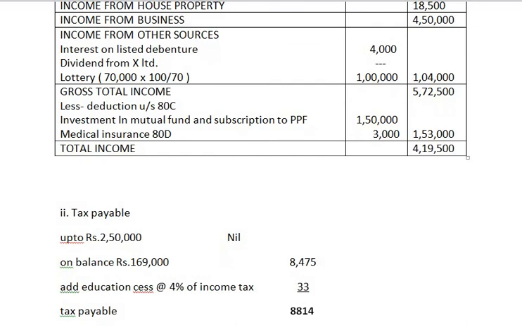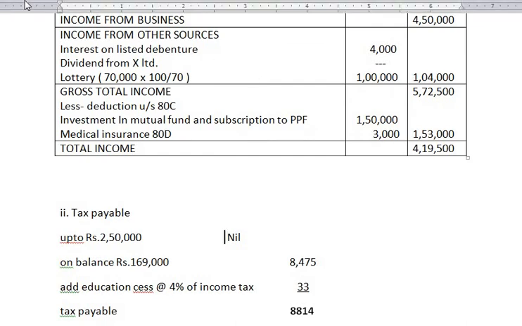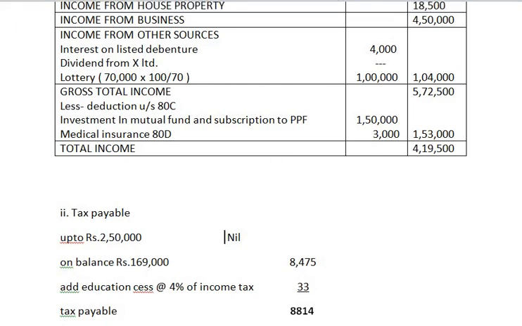Coming to next, income from business. Income from business, we are directly given the amount 4,50,000. Next is income from other sources. Under income from other sources, we are given information regarding interest on listed debentures, which is 4,000. Dividend from X Limited, we assume that the company is Indian, that is why it is exempted from tax.